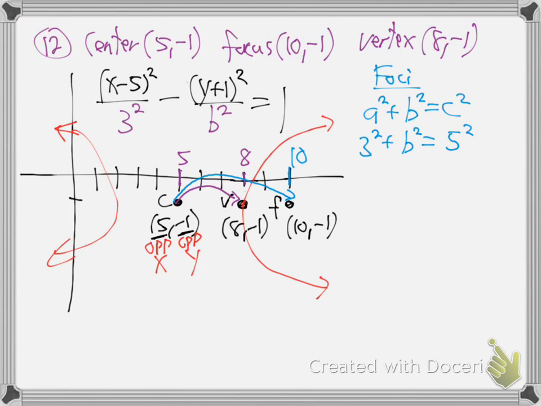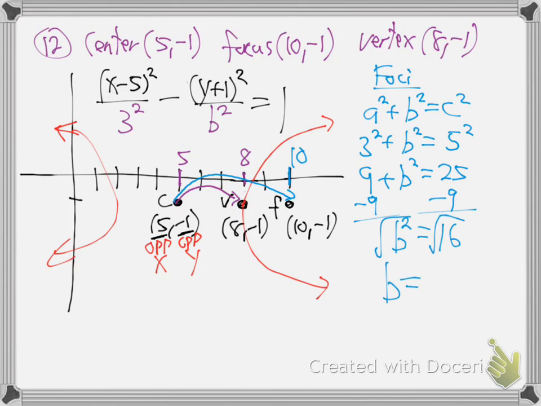You've probably seen that one before. 3 squared plus 4 squared is 5 squared. But if you don't notice it, no problem. Just solve it like regular. 25, subtract 9. So b squared is 16. And we root it. B is 4. So we come up here and put a 4 in, and we are done. We found the equation. Questions on that one?